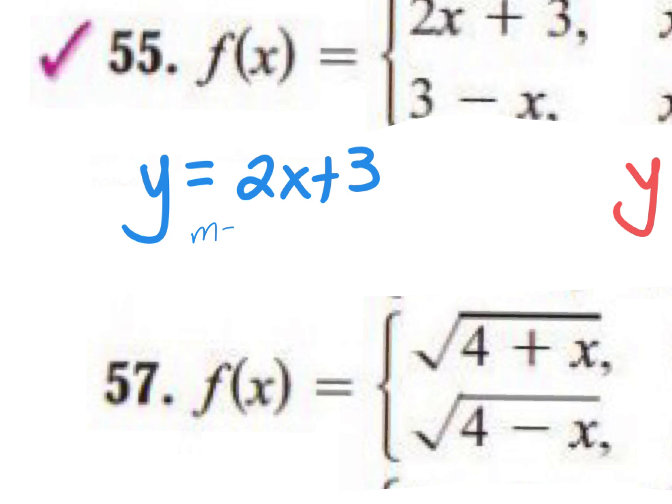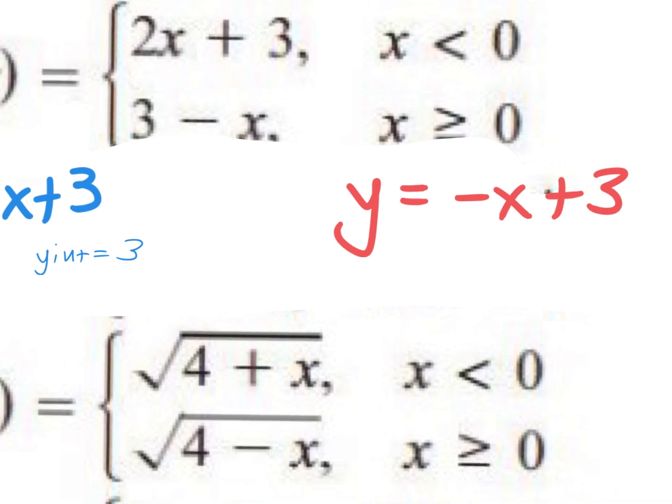Okay, your slope is 2 over 1. Perfect. And what's the y-intercept? 3. Is this a positive line or a negative line? It's positive. So what direction does it go? Up, okay? I like to just give myself a little mental picture just so I don't forget.